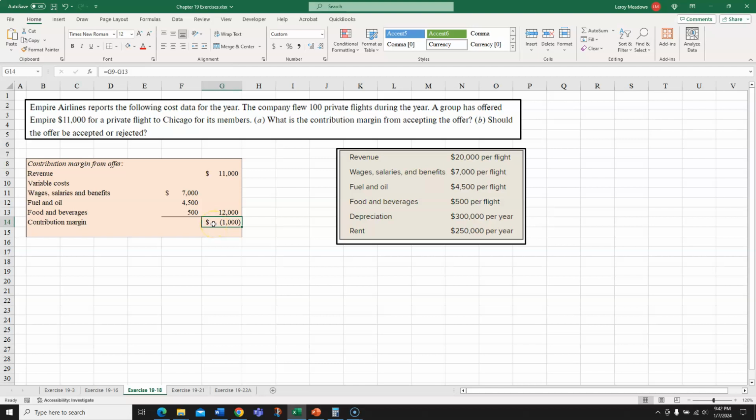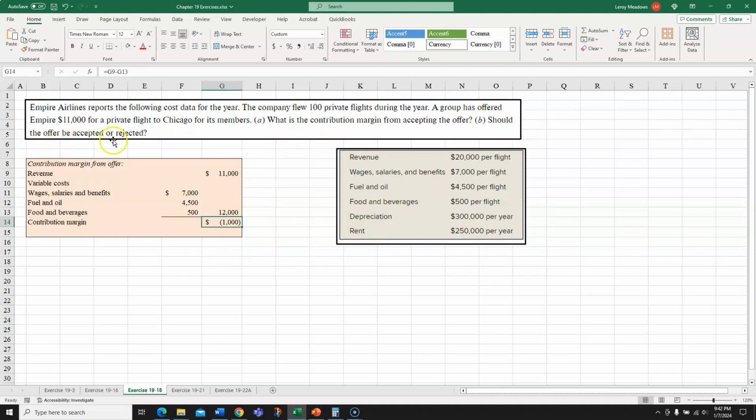So basically what that's telling me, because I have a negative contribution margin, is that I lose $11,000 of income if I accept this offer. Why? Because they're only giving me $11,000, and it's going to cost me $12,000 just for the flight itself. And that's not even taking into account our fixed costs.